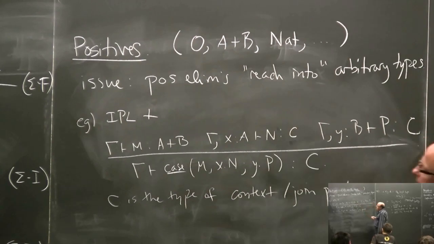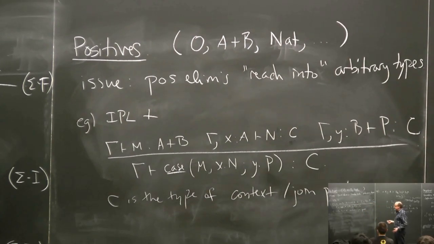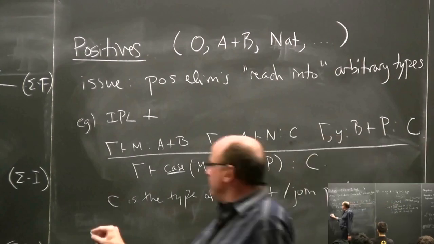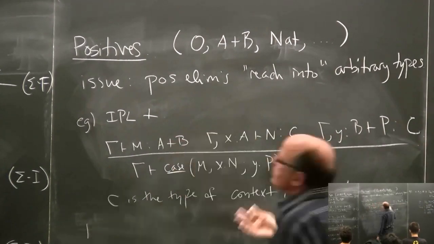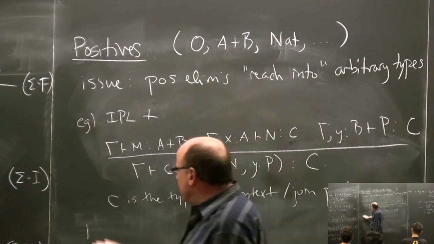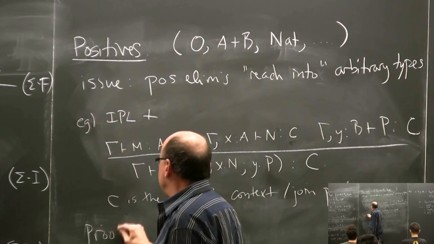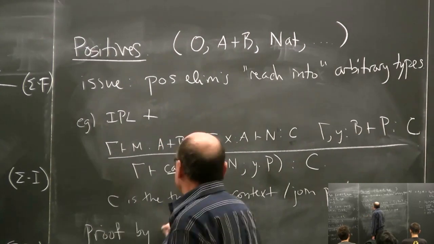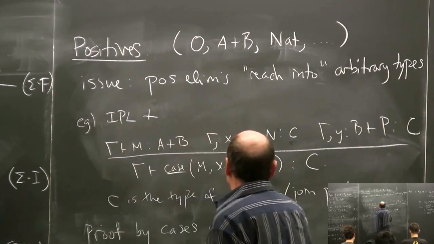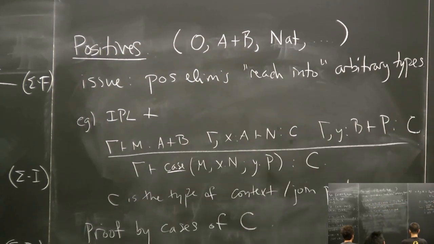There are different ways to motivate this, but one way is to think of C as being a proposition for the time being. It'll help you to think that way. It's a type, but anyway, think of it as a proposition. So what we want to do is something like proof by cases of C. This is the kind of thing we want. We want to have proof by cases of C.